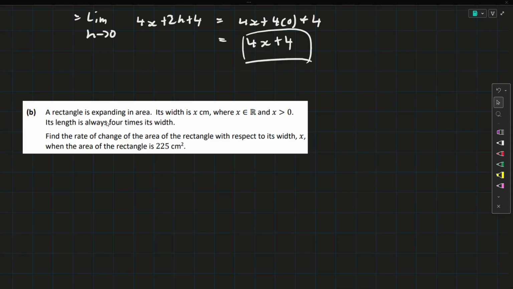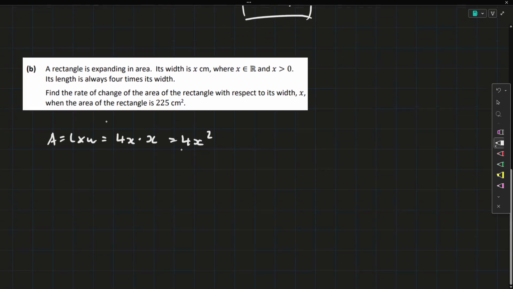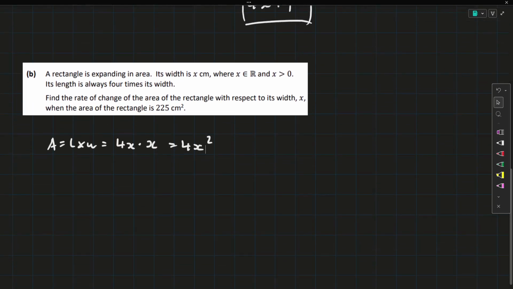Then we're told that a rectangle's area is expanding. So the area will be the length times the width. We're told that the width is x, and the length is 4 times the width. So that'll be 4x, so the area is going to be 4x squared. What's the rate of change of area of the rectangle with respect to its width when the area of the rectangle is 225? So here's how we could go about this. We want to find the rate of change with respect to its width. So that's the change in area over the change in width, and that'll be equal to 8x.